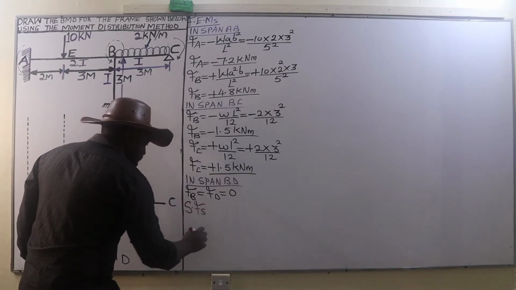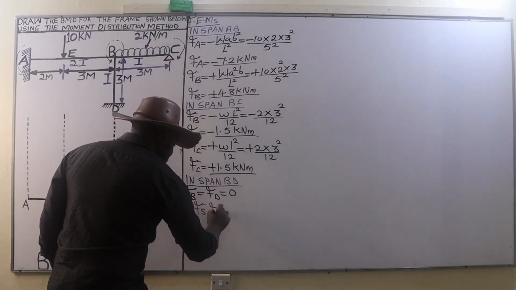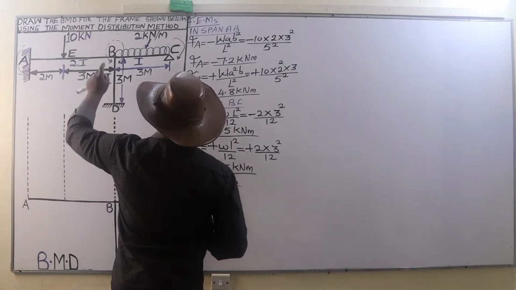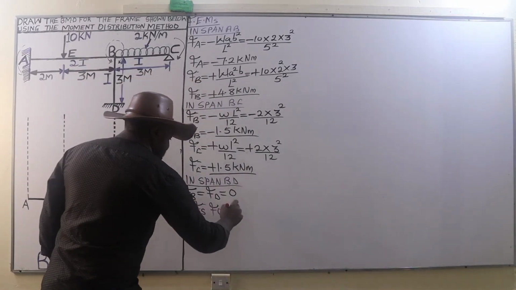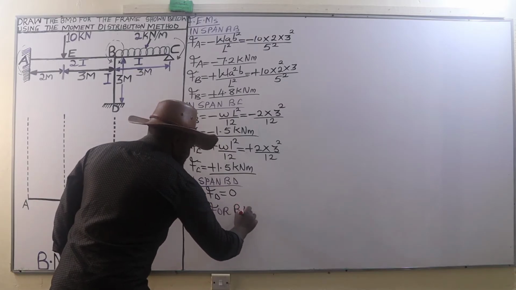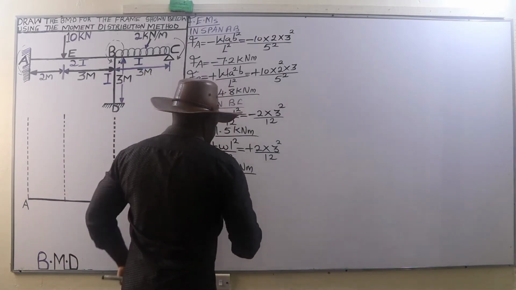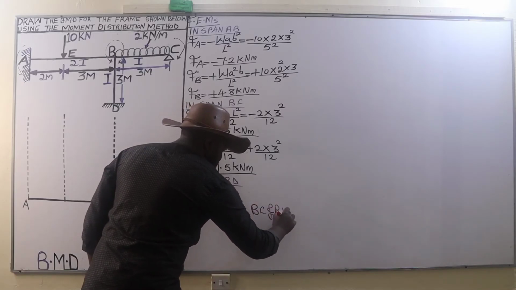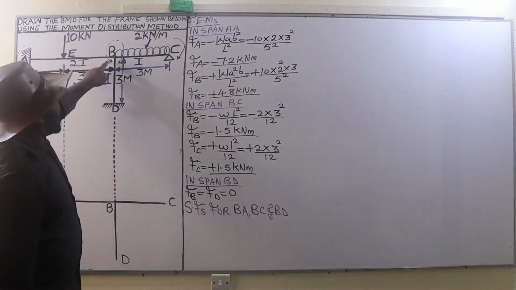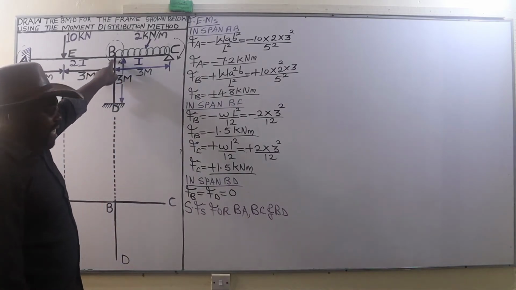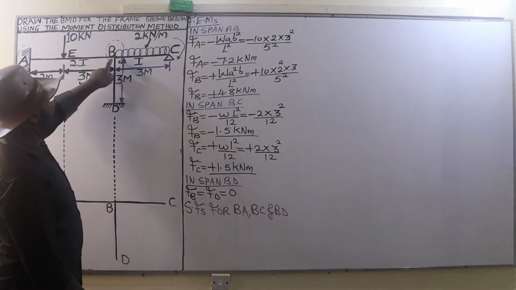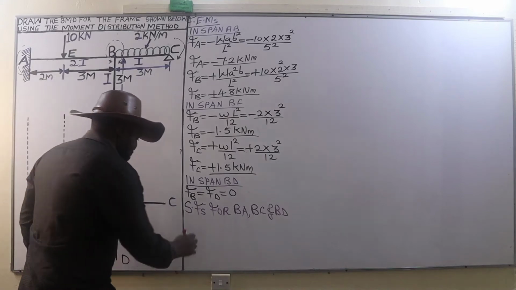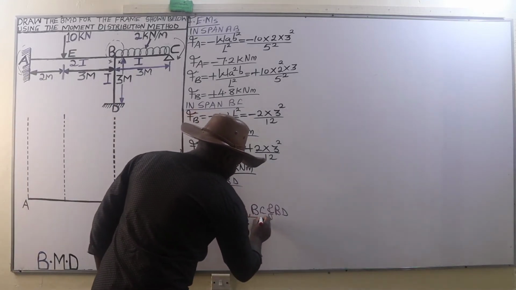So stiffness factors for members BA, then BC and BD. So we got that main joint. The main joint here is B. So we got the stiffness factor for member BA, member BC and member BD. So that's what we are going to determine.